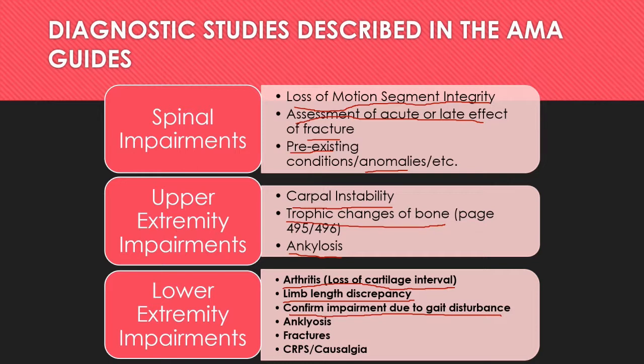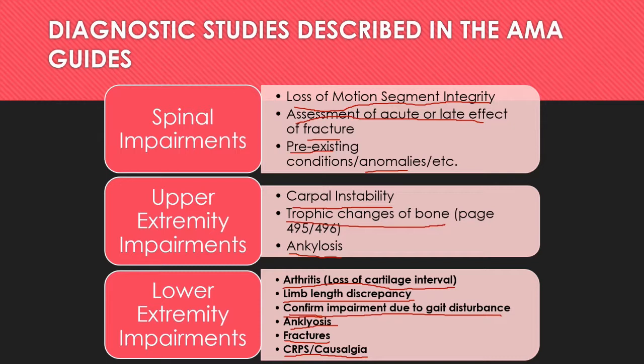All of the impairments due to gait disturbance require X-ray findings of some degree of degeneration of the involved articulation, whether it be the hip articulation, knee articulation, and even the ankle and feet articulations. So X-rays are required to confirm this impairment. They're required to confirm impairment due to ankylosis. They're required for the assessment of fractures, and they're required for the confirmation of impairments due to CRPS and/or causalgia.